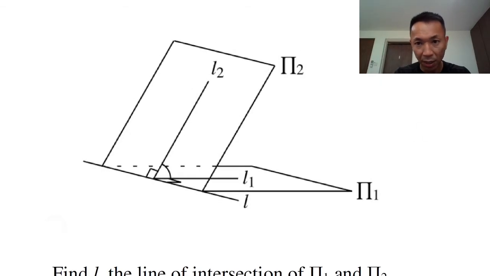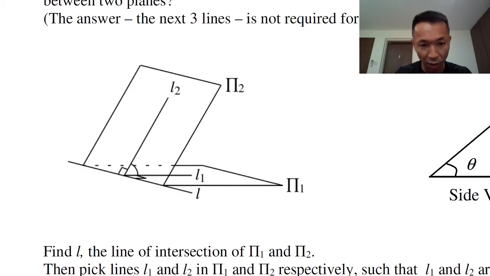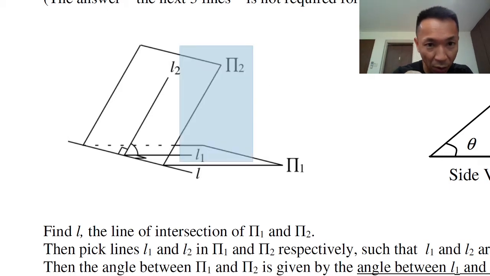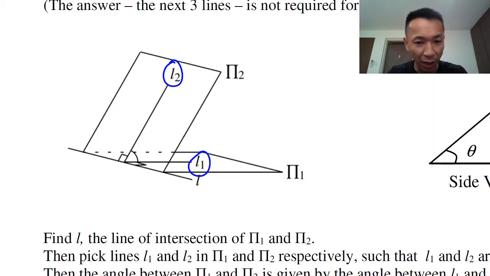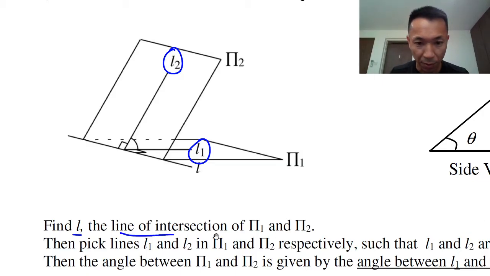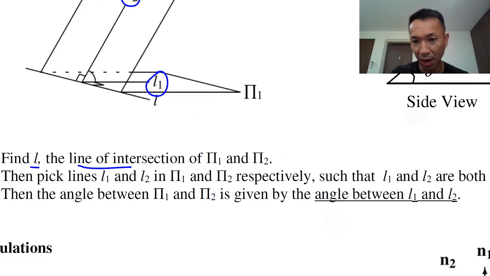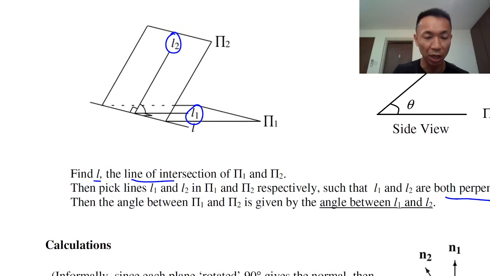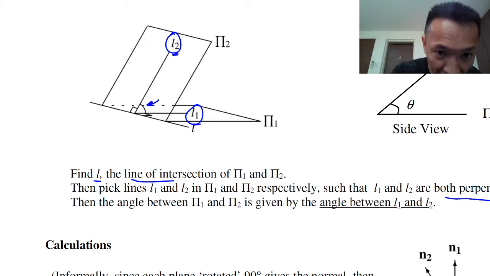Now what I'm going to say here is not really in the syllabus, but I think it's a good idea to know. Essentially, the angle we want to find is the angle between L1 and L2. What are L1 and L2? First, L is the line of intersection between pi 1 and pi 2. If you can find L1 and L2 such that both are perpendicular to L, where L1 is on pi 1 and L2 is on pi 2, then the angle we are going to find is this angle between L1 and L2.